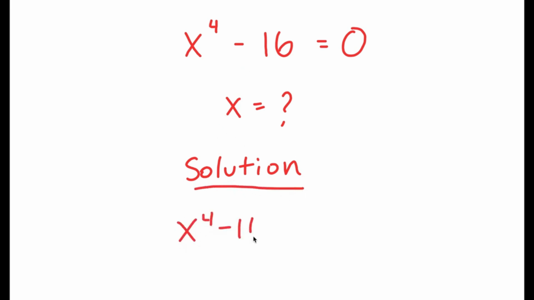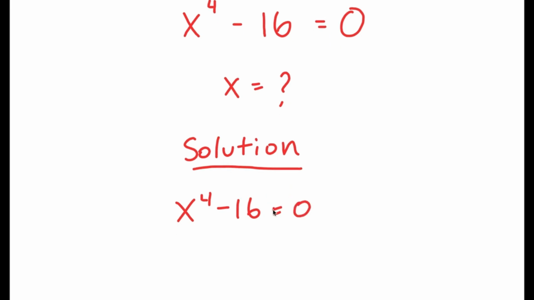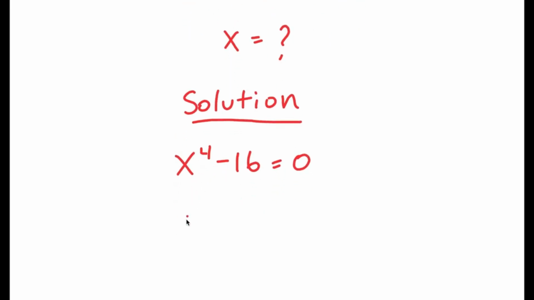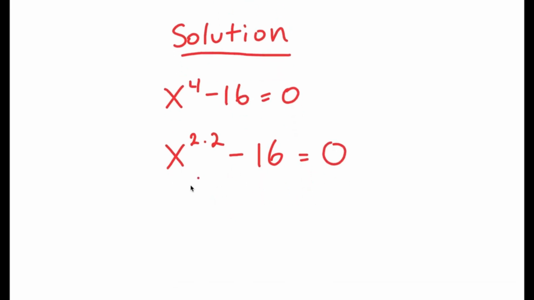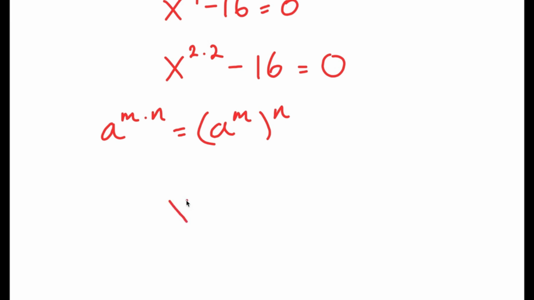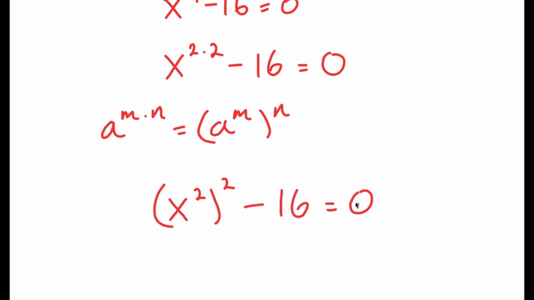What I'm first going to do is rewrite x to the power of 4 as x to the power of 2 times 2. So now I have x to the power of 2 times 2 minus 16 is equal to 0. Now from here, if I have something in the form a to the power of m times n, this is equal to a to the power of m to the power of n. So x to the power of 2 times 2 is equal to x to the power of 2 to the power of 2, and I have this minus 16 is equal to 0.